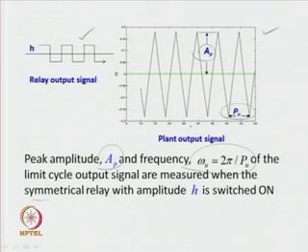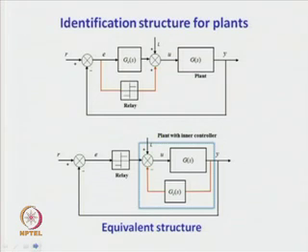When the symmetrical relay, which has amplitudes plus minus h, is switched on, we are expected to get some typical output of this form, and the typical input to the process will be of this form. Identification structure.